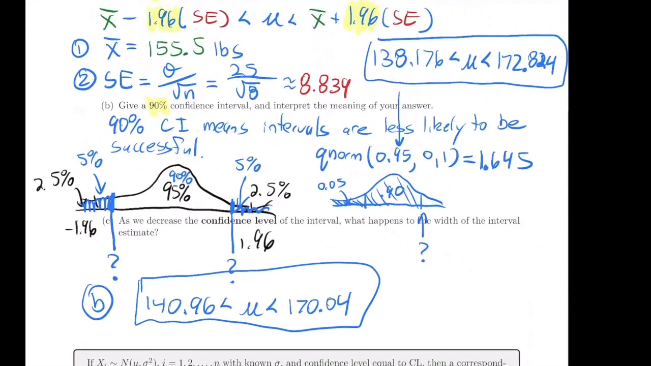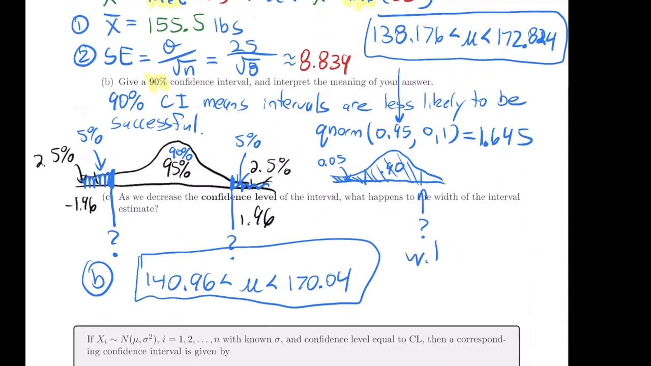So here's our answer in B, and we can see that as we decrease the confidence level, our estimate becomes a little bit more specific. It's going to become more narrow. We actually get a more specific estimate, but that estimate is a little bit less likely to be successful. That's the trade-off.